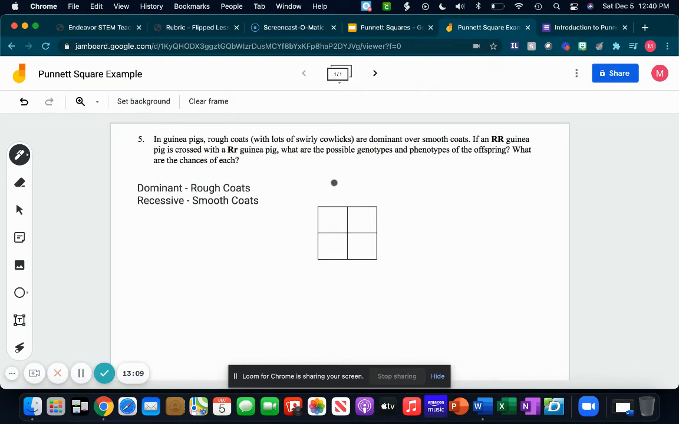So we have big R, big R. I'm going to put those above the columns. Big R, big R. Okay. And then the other parent is big R, little r. Big R, little r. Okay.